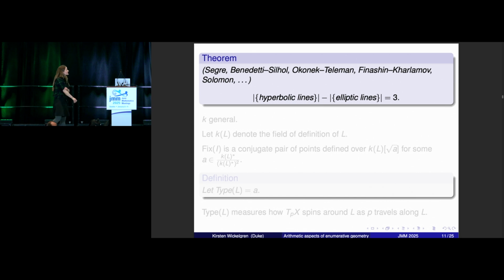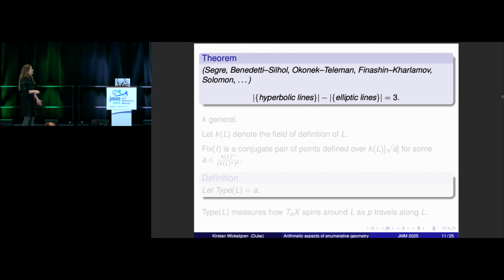We have this theorem of Salmon and Cayley that says there are 27 lines over the complex numbers. And let's think of this new theorem up here also as a count of lines over R. Now, it's not really a count because there's a minus there, but that is what's going to naturally arise in this talk. And this is a beautiful theorem. It sort of follows from tables of Segre, and Benedetti and Silhol are very gracious and say it's due to Segre. Maybe it's not quite clear that Segre noticed it, as Koenig and Telemann point out.